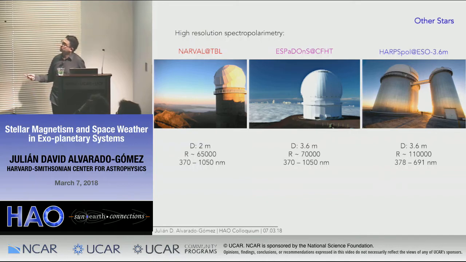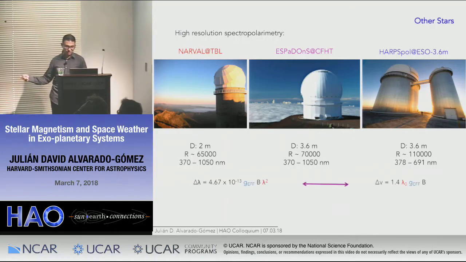But for the moment, I will just be focusing on these three, which have been doing most of the work we have seen in the last few years: Narval at the TBL in France, ESPaDOnS at the CFHT in Hawaii, and HARPSpol at the ESO 3.6-meter telescope in La Silla in Chile. These are the spectral resolutions and the wavelength coverage of each one of them.